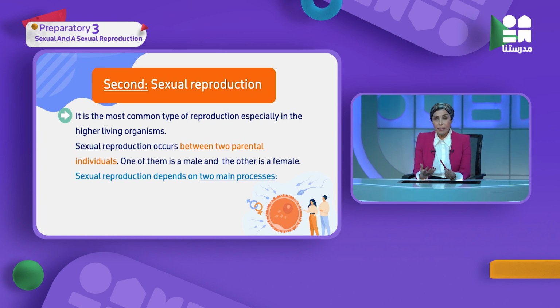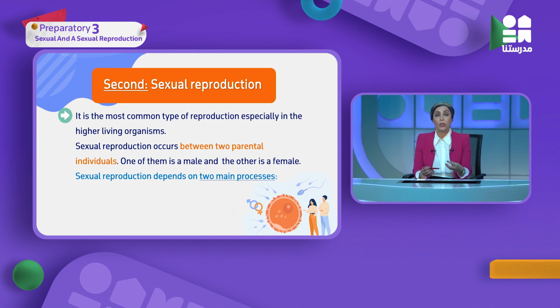طيب هي بتحصل between إيه؟ هنا as I said before في ال asexual only one living organism. طب here في السكشوال reproduction it happens by two parent cells. لازم يبقى عندي male and female to make the sexual reproduction. يبقى the first condition here in the formation of sexual reproduction is the presence of male and female. طيب السexual reproduction depends on male and female.